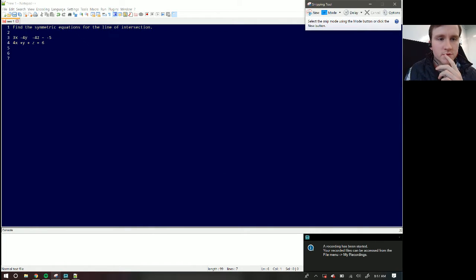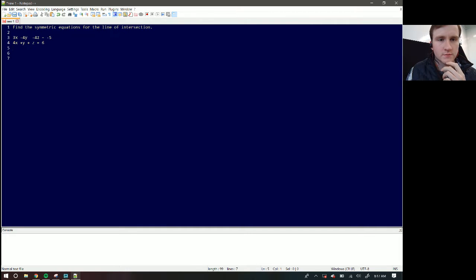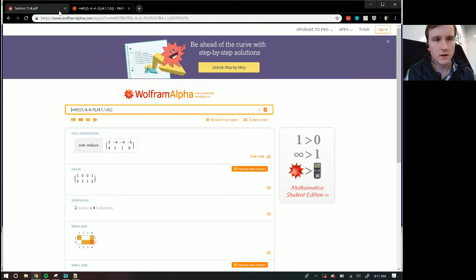Hey, so I want to make a video today about finding symmetric equations for a line of intersection. Last night I had a student ask me how to do this problem, and I saw this really convoluted way that their textbook showed them how to do it. So the question was: find the symmetric equations for the line of intersection of these two equations.